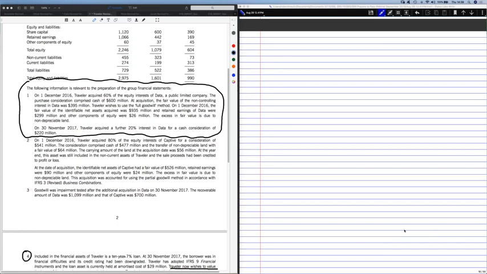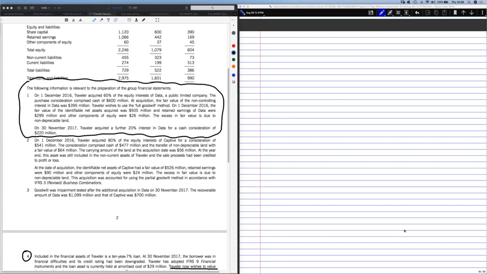It appears that the gaining of control occurs on the 1st of December 2016 with the acquisition of the 60% interest in Data. As a result of that, at the point of gaining control, Traveller therefore needs to recognize within the consolidated statements the goodwill arising on acquisition, 100% of the net assets of Data, and the non-controlling interest at that point of 40%. Are we okay so far? I think we are.